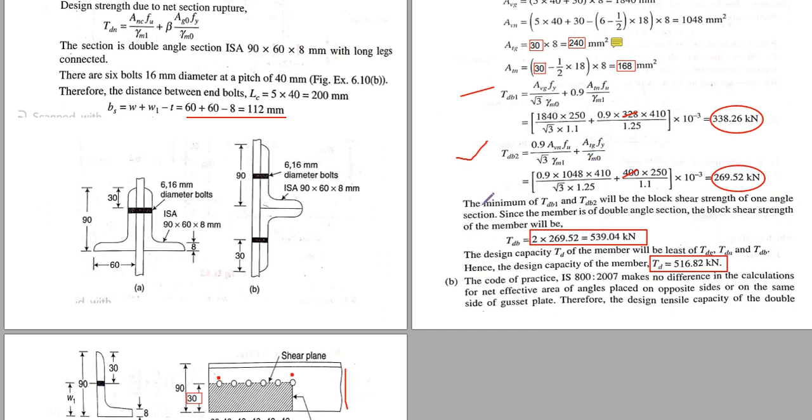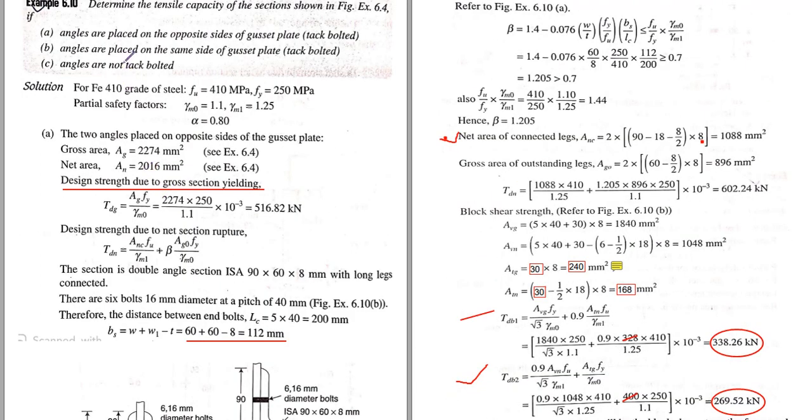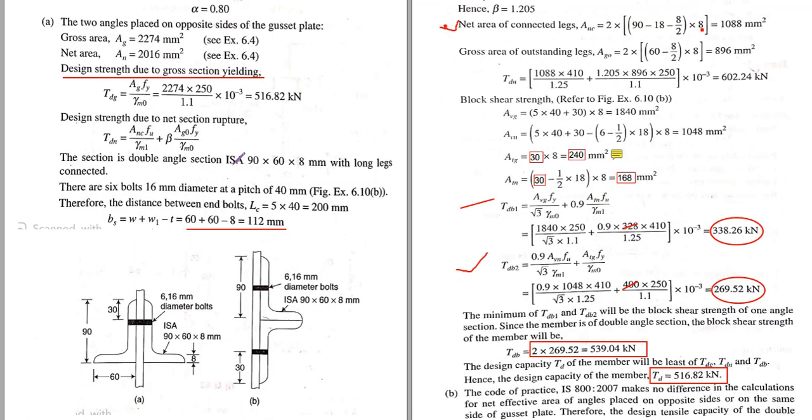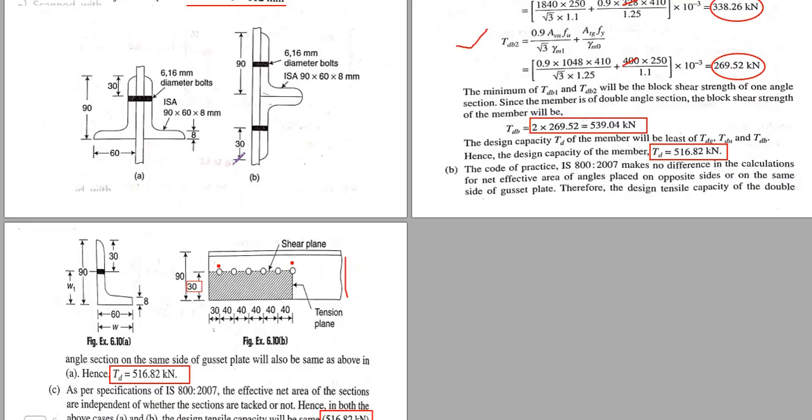So second question, angles are placed on the same side of the gusset plate. As I have already told you, there is no change in the area or the parameters, so in this case also the strength will be the same.